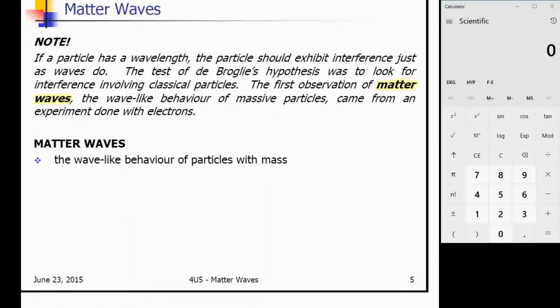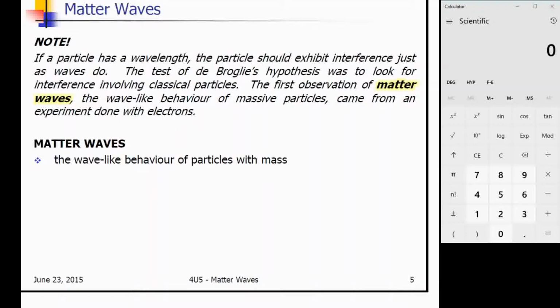So if a particle has a wavelength, the particle should exhibit interference just as waves do. So to test de Broglie's hypothesis, we have to look for interference involving classical particles. So think about our light experiments where we were looking for interference patterns. Well, we would be able to see interference patterns involving matter. So this goes back to that Dr. Quantum video we saw, where the electrons interacted with themselves, because electrons are matter. They're not light, but they started to have that interaction as well.